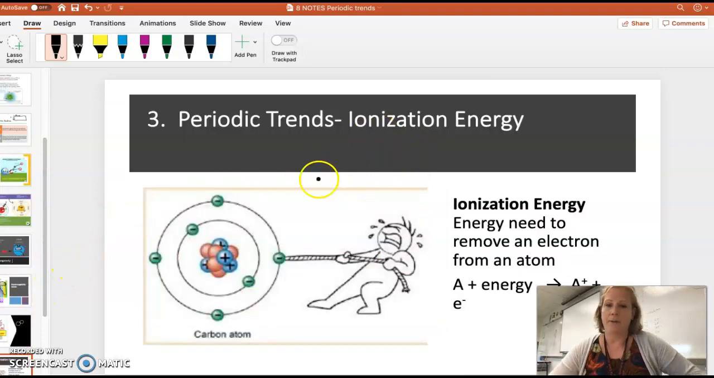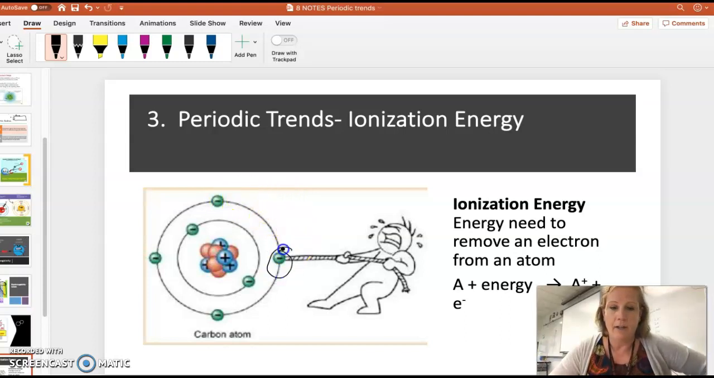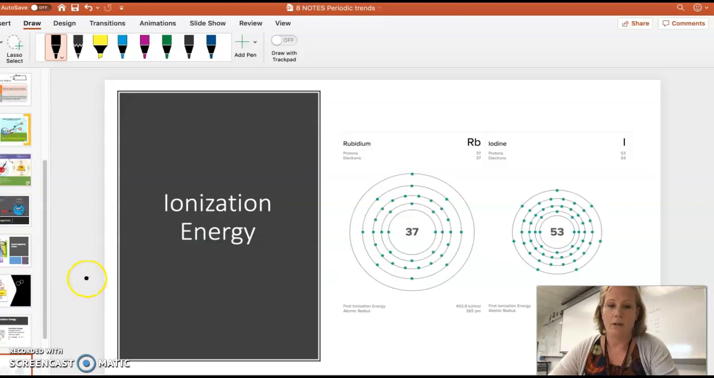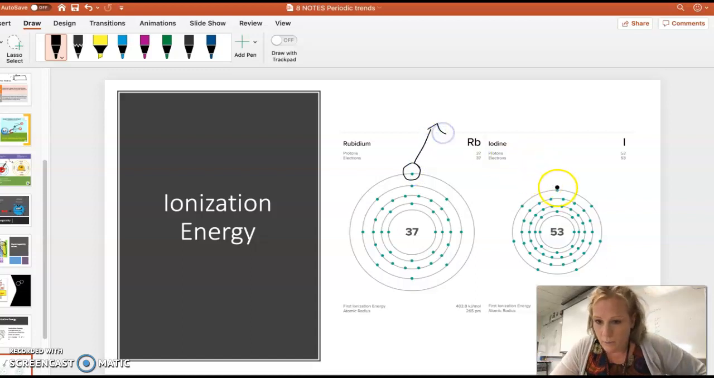Ionization energy is the amount of energy it takes to pull off an outer valence electron. So it's always going to require some energy, but some atoms are more willing to give up those electrons, and it doesn't take as much energy. And this is something you did explore in that simulation. So if I were going to pull this electron or pull this electron, which one's going to be easier to pull?